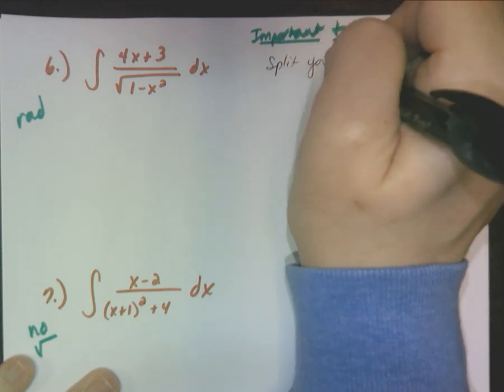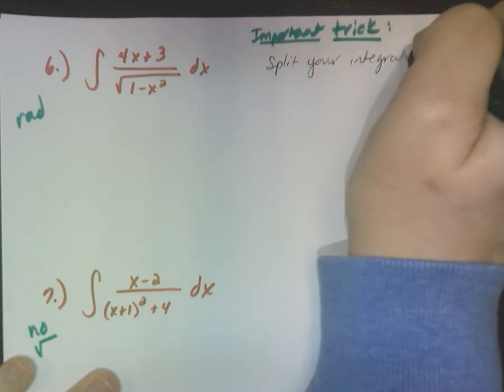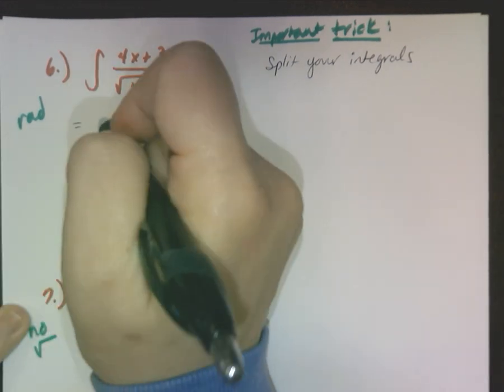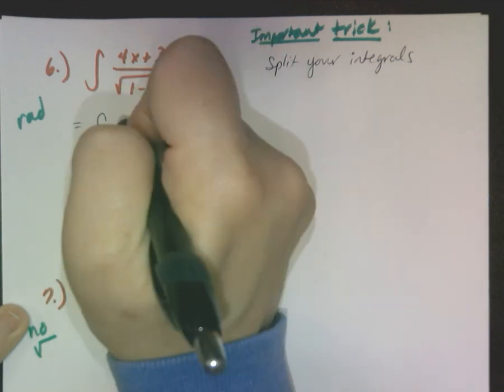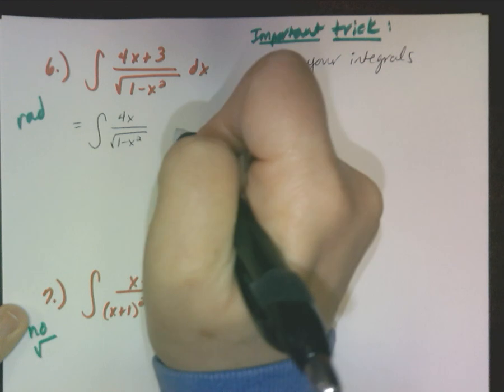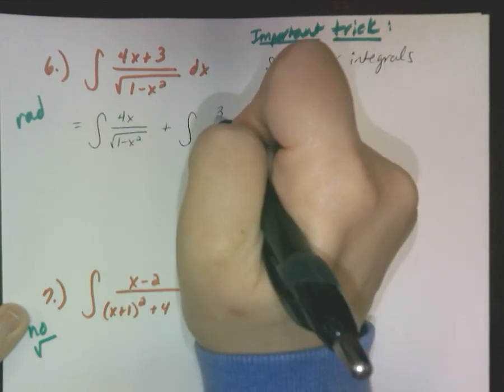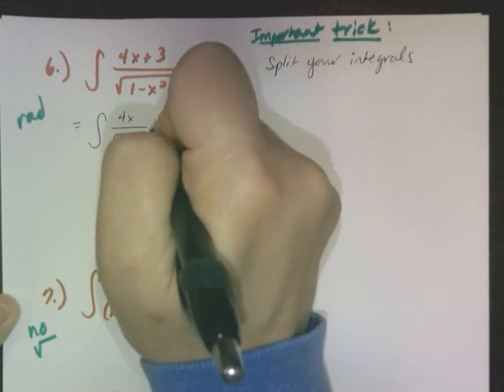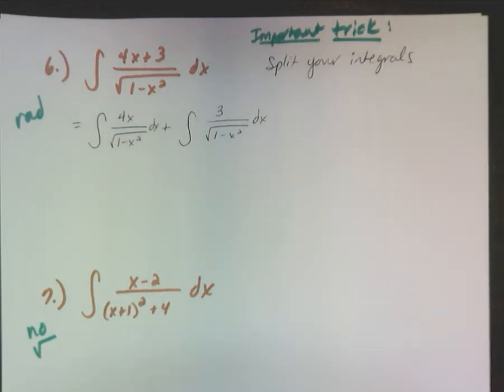Split your integrals. That's an important trick. So meaning I could write this as the integral of 4x over the square root of 1 minus x squared plus the integral of 3 over the square root of 1 minus x squared. I should say dx for both of them. And then you can take the integral of each one, and hopefully you can watch what happens here.